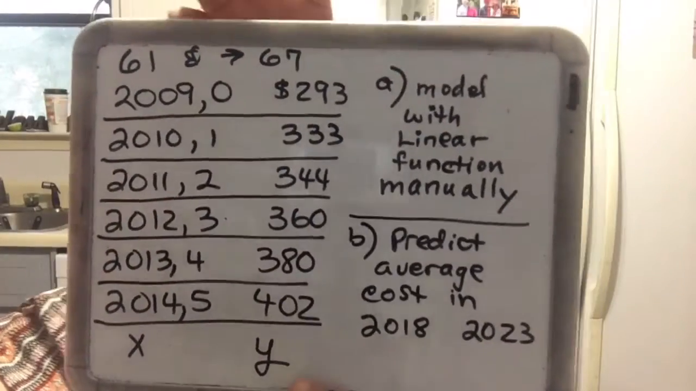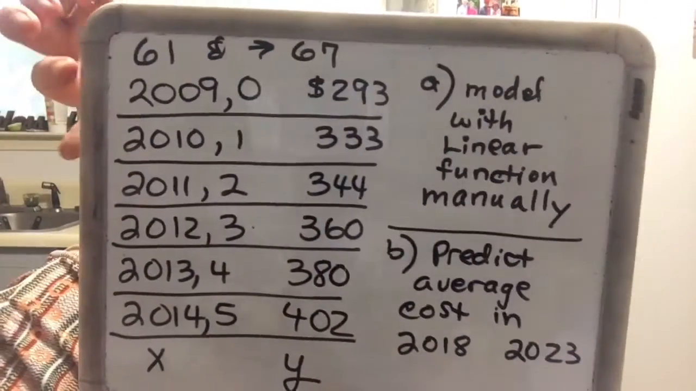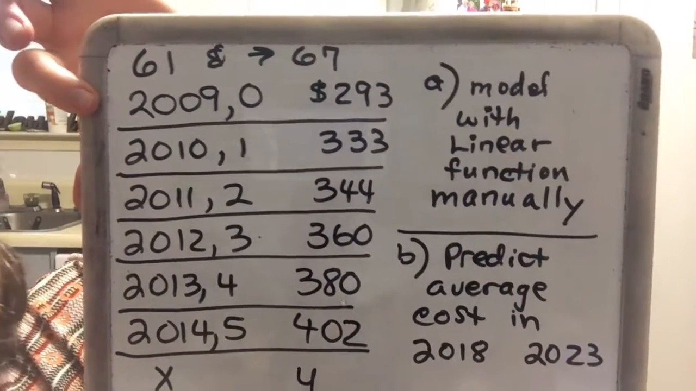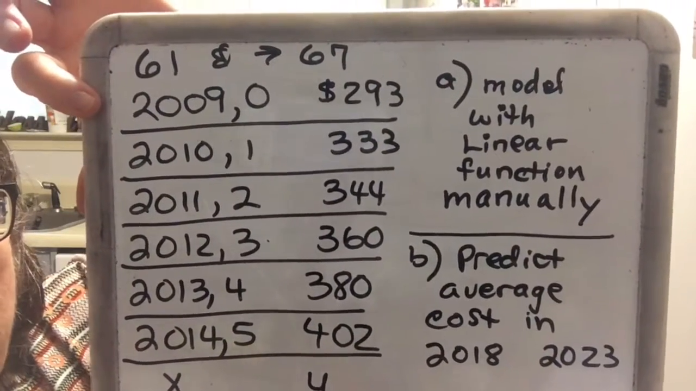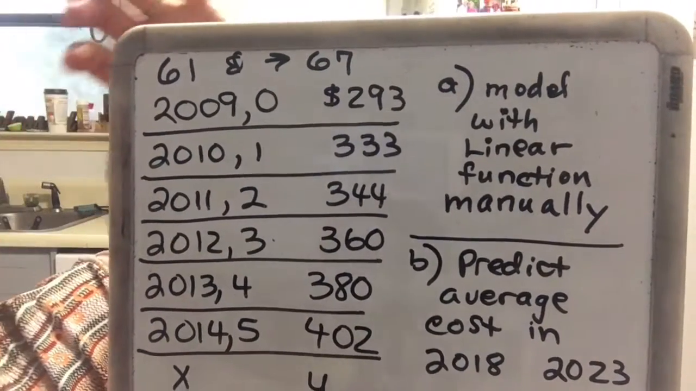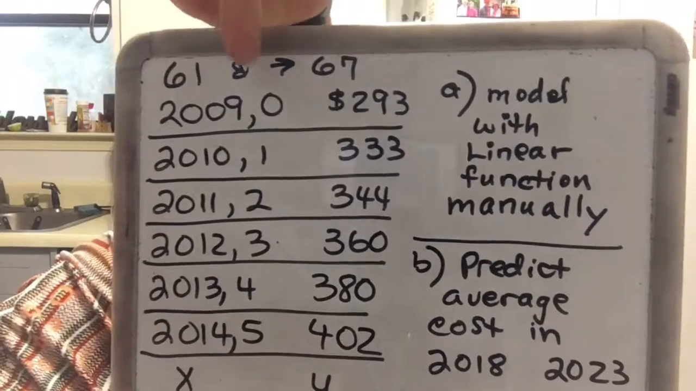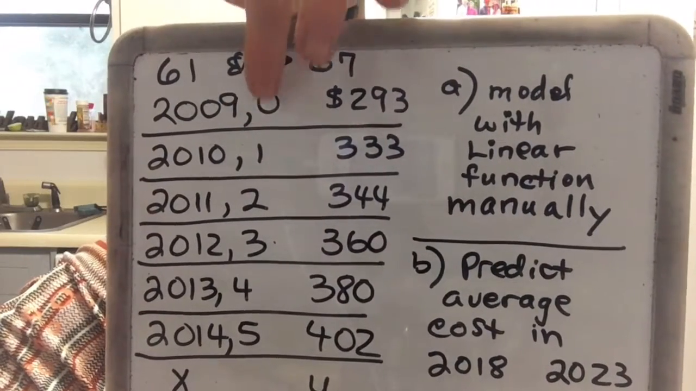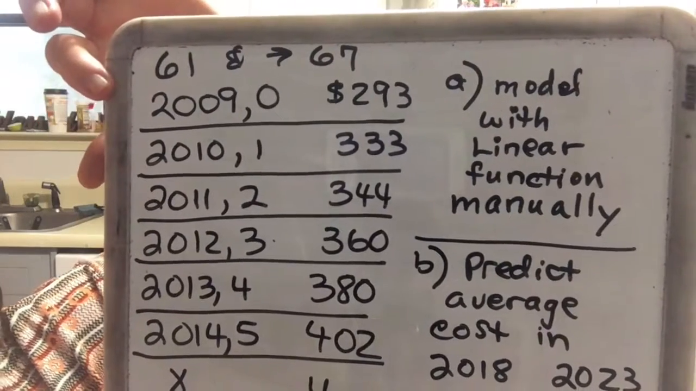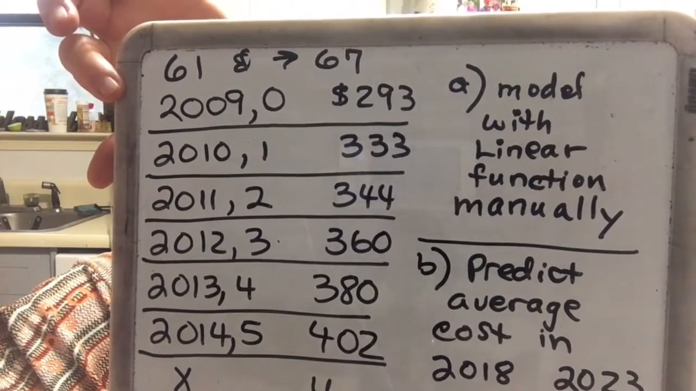Now notice when they present the data, they've got each year here, but as they go down, they're saying year 2009 is 0 year. Year 2010 is 1 year. So all we have to do to find the year, which is going to be our x value, is take whatever year it is, take away 2009, and we will get the year.